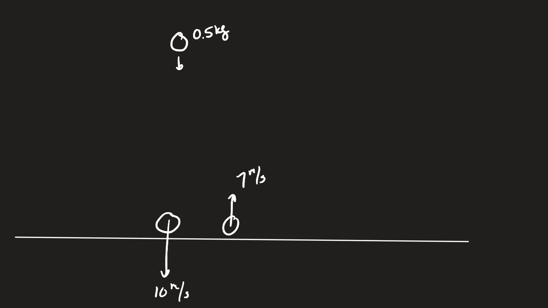Now listen, folks, I used a lot of words there. They were not accidental, they were deliberate. I asked about the impulse on the ball from the ground. Because of Newton's third law, there is also an impulse on the ground from the ball.